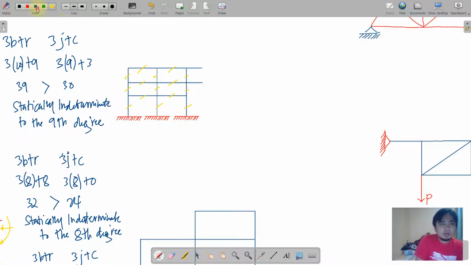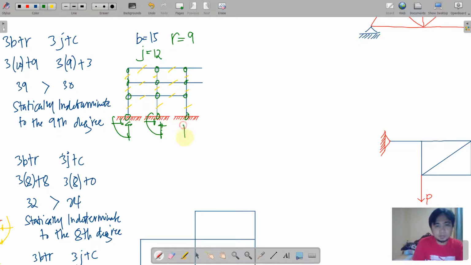So for the number of bars, this is equal to 15. And joints, 1, 2, 3, 4, 5, 6, 7, 8, 9, 10, 11, 12. So there are 12 joints, and reaction obviously is 9. So there are 3 for each of these fixed supports, so that the reaction total is 9.